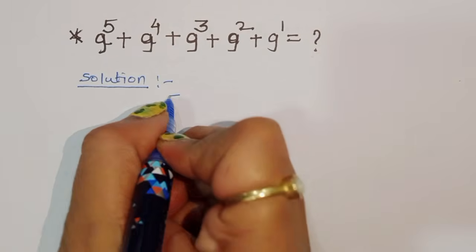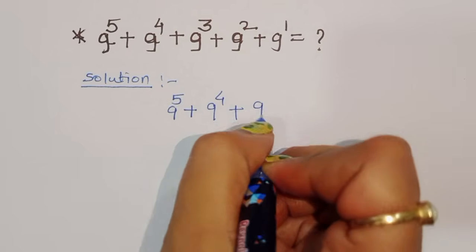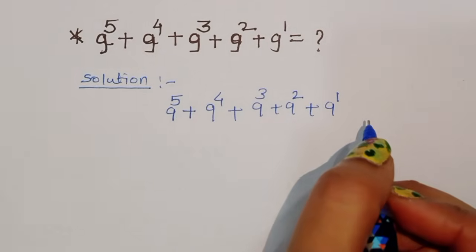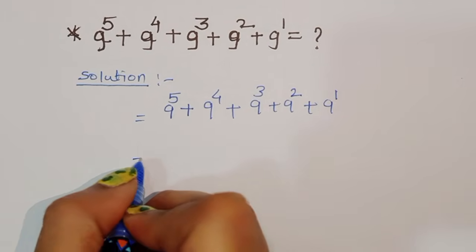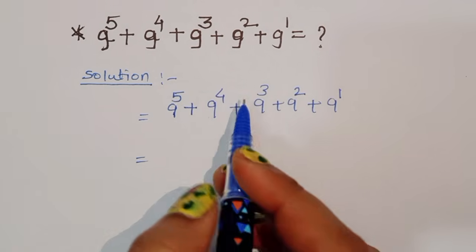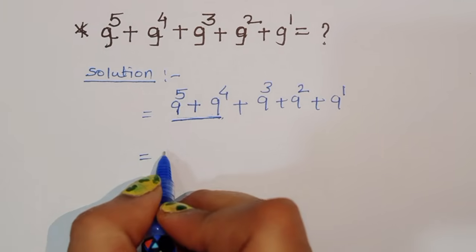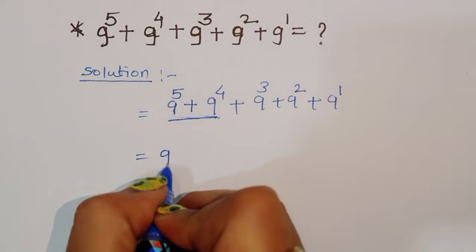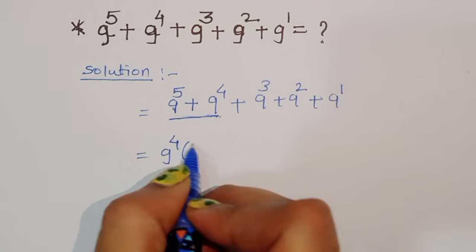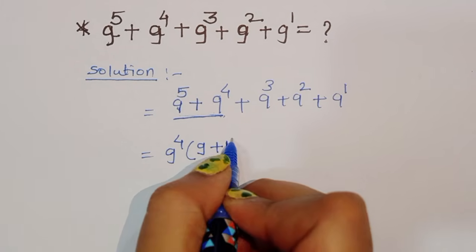First, what is given? 9^5 + 9^4 + 9^3 + 9^2 + 9^1. Now you can see here 9^5 and 9^4, so we can take 9^4 common in these terms. When we take 9^4 common, then 9^(4+1), that is 9^5, gives 9 times 9^4 plus 1 times 9^4.